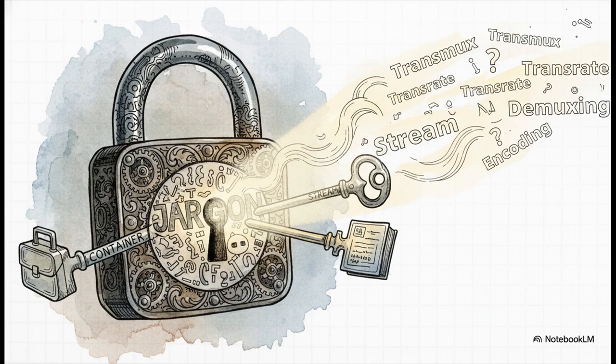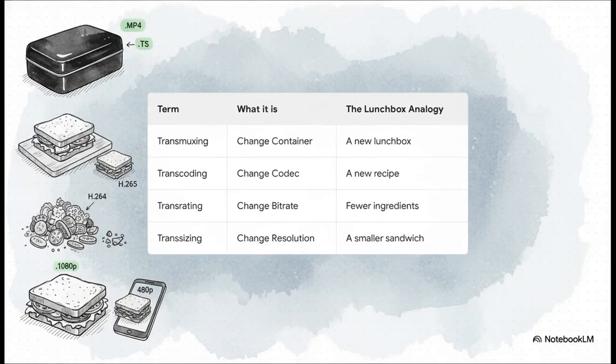And once you have those three words, you can start to make sense of all the confusing jargon you see everywhere. For example, you've probably run into a bunch of these trans words that all sound the same. They can be a real headache, but they're actually pretty simple once you have the right key. This breaks it down perfectly. First, we have transmuxing. Using our analogy, this is literally just moving your food to a new lunchbox. The sandwich and juice are exactly the same. You're just swapping the container, maybe from an MP4 to a WebM.